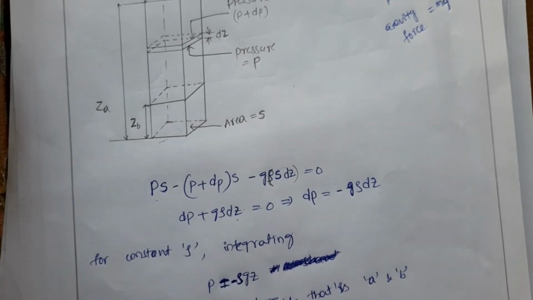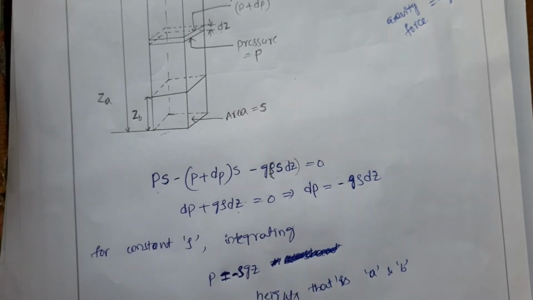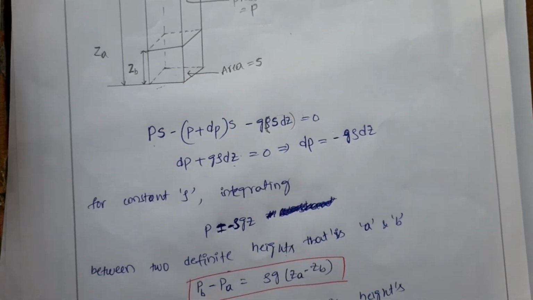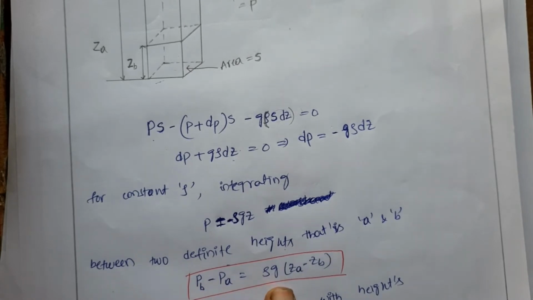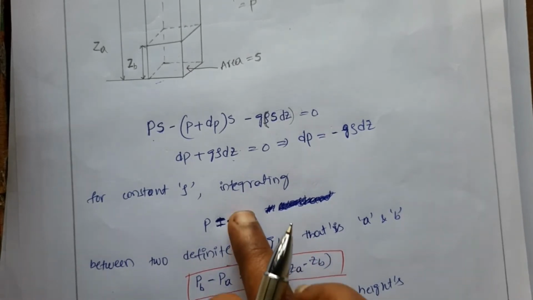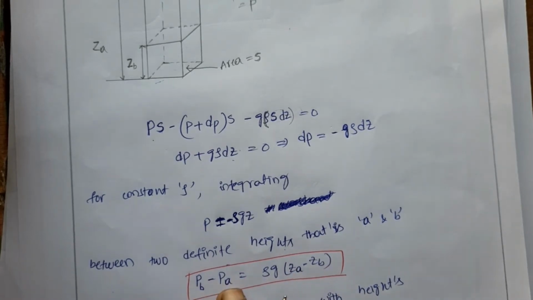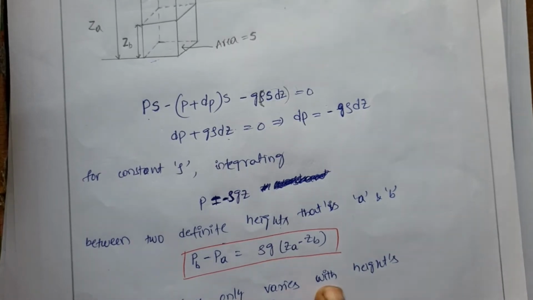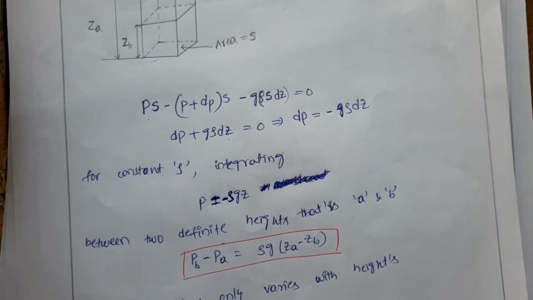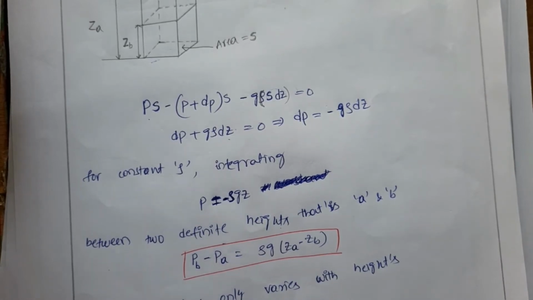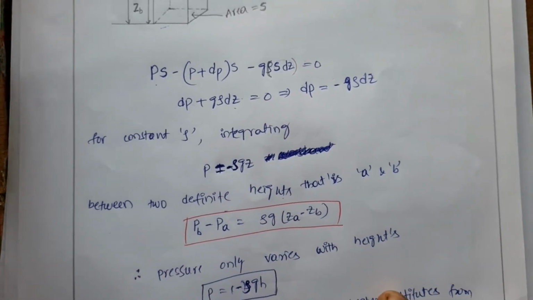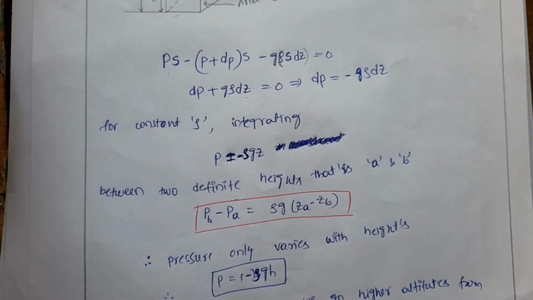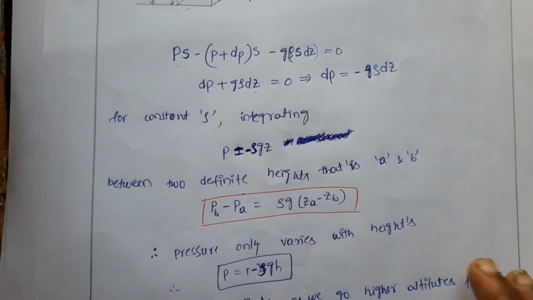So between two different heights, A and B, the pressure difference is given by Pb minus Pa equals rho g into Za minus Zb. Since the minus sign is there, that's why it is Pb minus Pa, Za minus Zb. So pressure only varies with heights, that is P equals minus rho gh. Remember, this minus sign applies only in the case of atmosphere, where the atmospheric pressure decreases while going to higher altitudes. Clear? So that's what is given here. Now we will go for the problem solution.